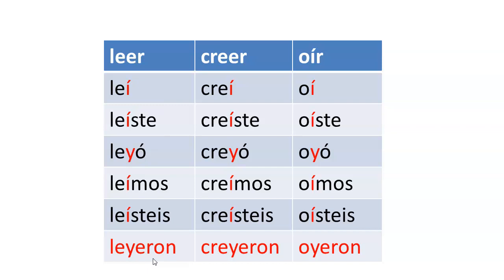And there are other verbs that follow the same pattern as leer, and two very common verbs that are similar to leer are creer, which is to believe, and oír, which is to hear. So notice everything is similar for these verbs as far as the conjugation goes, and again, you just have to memorize it through practice. There's no way around it. Okay, so let's go ahead and practice a little bit. We're going to start with leer.